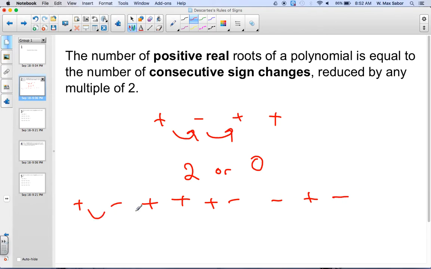If I gave you a long list of positive and negative signs, we could say, okay, there's 1, 2, 3, 4, 5 consecutive sign changes. So there could be 5 positive real roots. There could be 3 positive real roots, or there could be 1. We can't have negative numbers of roots. So that's why I would say 5, 3, or 1 positive real root. It's a weird thing, but this in combination with the rational root test will allow us to focus our energies on the roots that are actually promising.